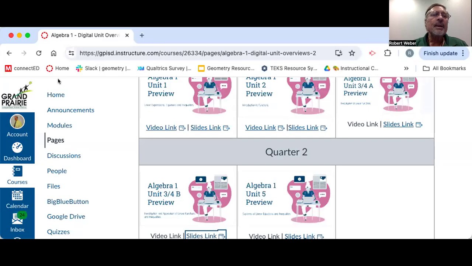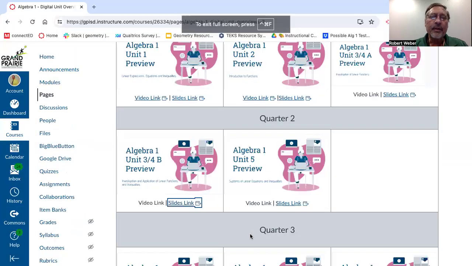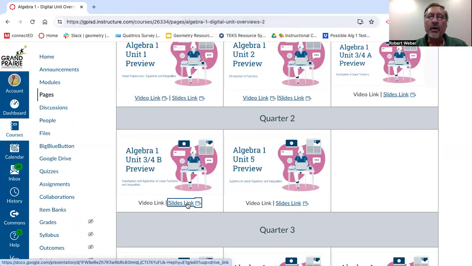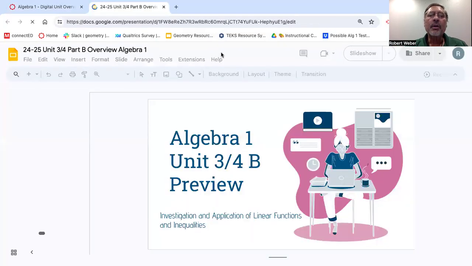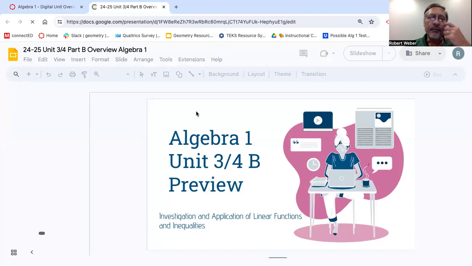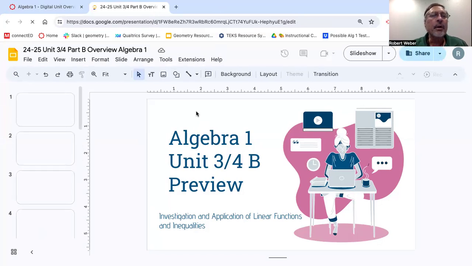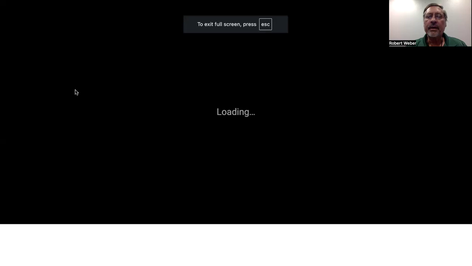So here we go. Let's dive into sharing your screen and have you take a look at Unit 3.4b. Hopefully this looks familiar to you, which is the Canvas course page, our page of all of our slide links and video links. And I'm going to pull up the slides for 3.4b. Investigation and application of linear functions and inequalities. So again, continuing our work that we have been doing with linear functions, and in this case, inequalities as well.